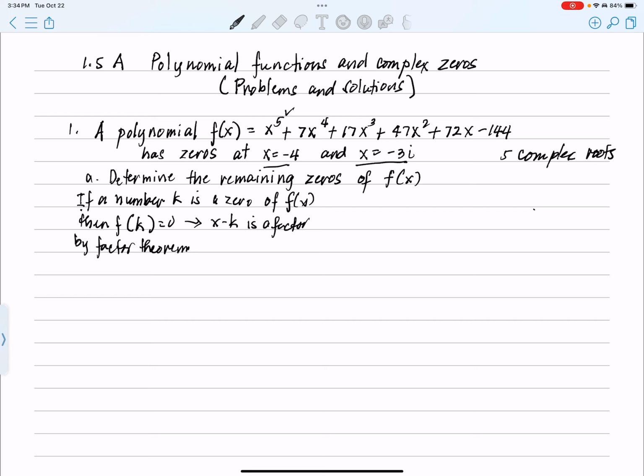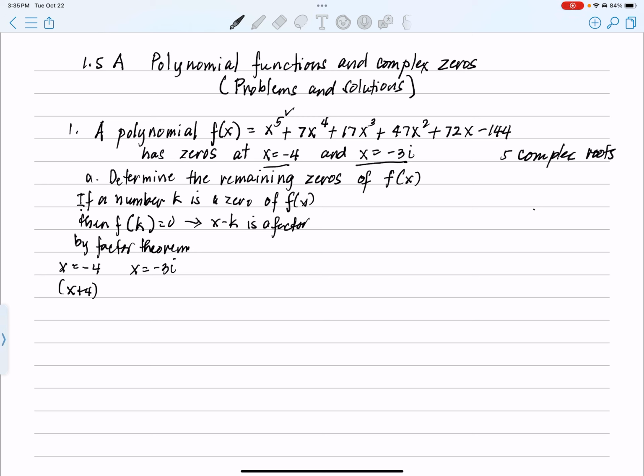So the given is x equals negative 4, then one factor would be x plus 4. And the other one, x is negative 3i. We have a complex number given. So as a factor of f of x, what can you say?